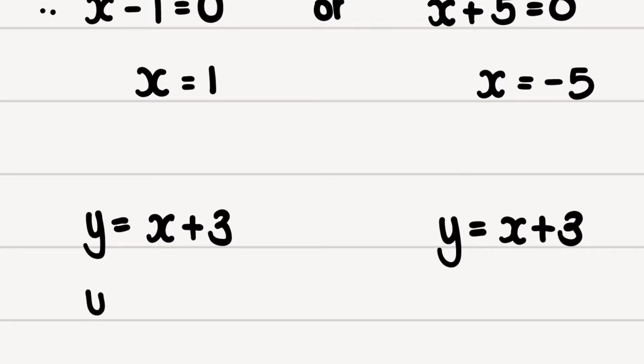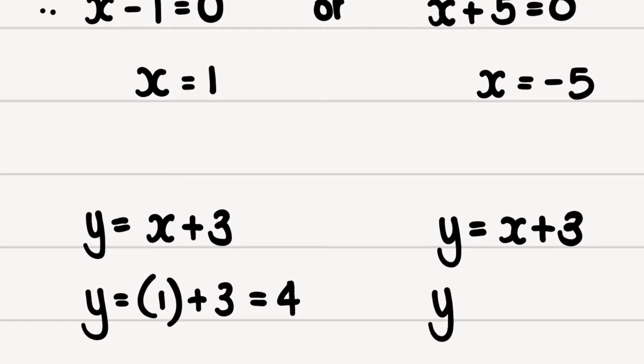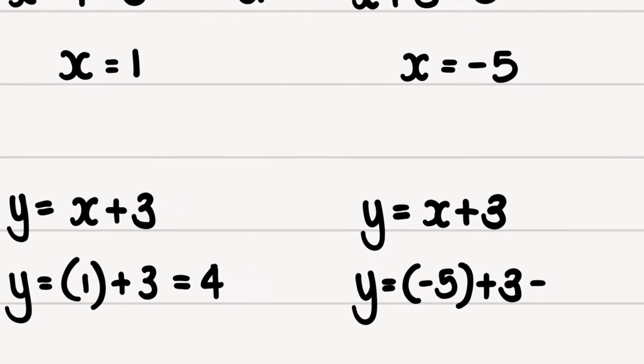So y is equal to 1 plus 3, which is equal to 4. Or y is equal to negative 5 plus 3, which is equal to negative 2. So now I have an x value of 1, a corresponding y value of 4, an x value of minus 5, a corresponding y value of negative 2.